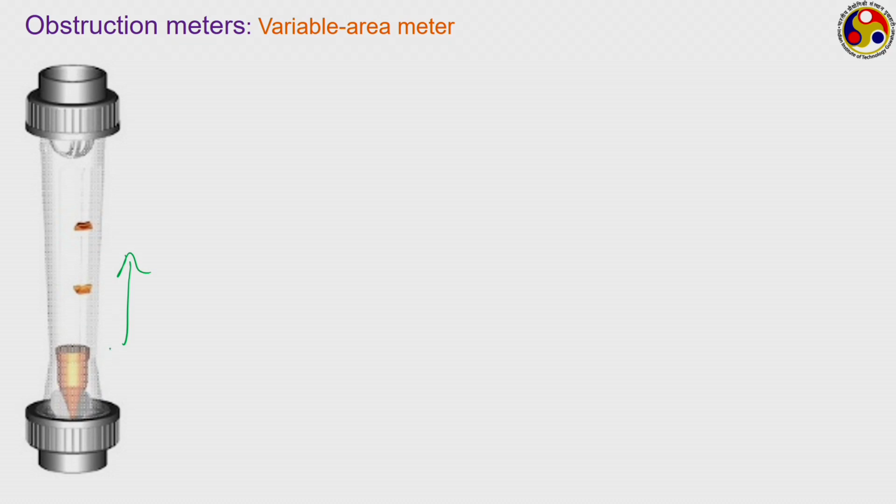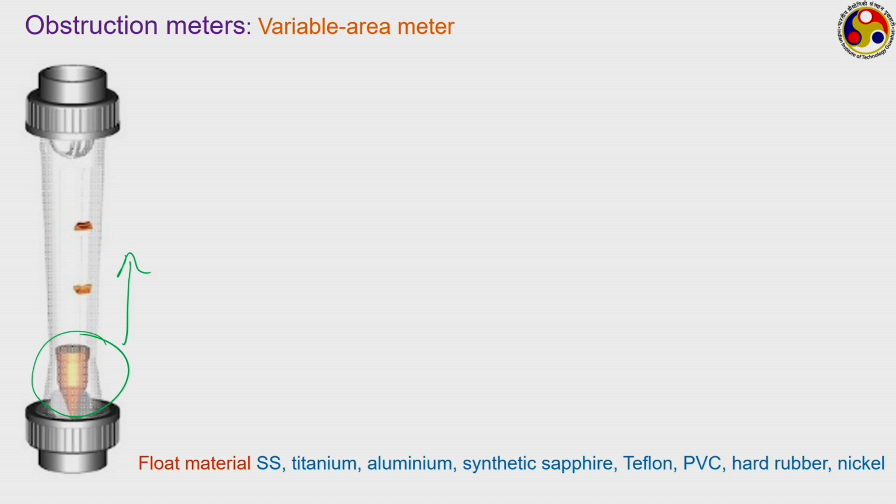And inside this channel we have this float. This is made of different kinds of materials. Your float can be of different material, like it can be of metal, stainless steel, titanium, aluminum, nickel, or we can use Teflon, we can use hard rubber, we can use PVC. There are several kinds of material used to make this float depending on what kind of fluid you are dealing with. As the fluid is flowing through this, the float will move upward and then will acquire an equilibrium position depending on the balance between the forces that are acting on this.